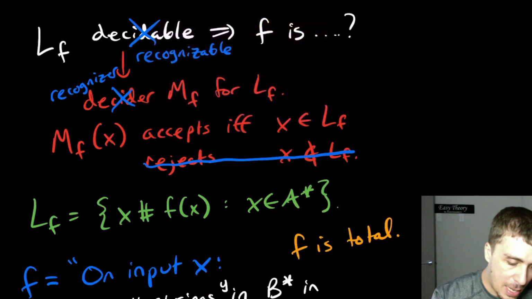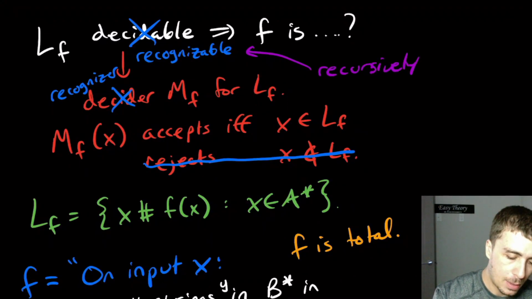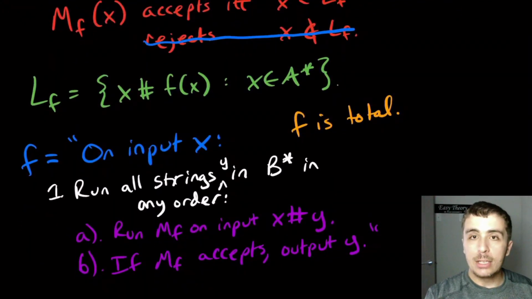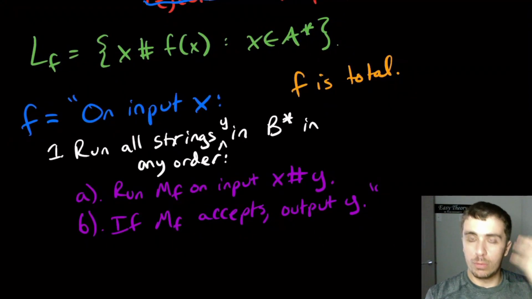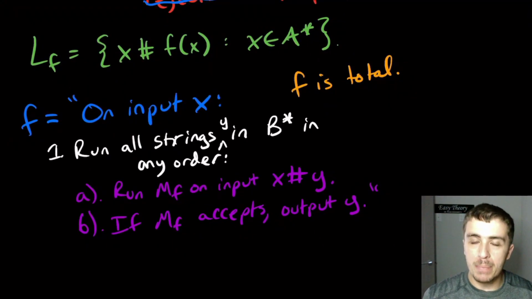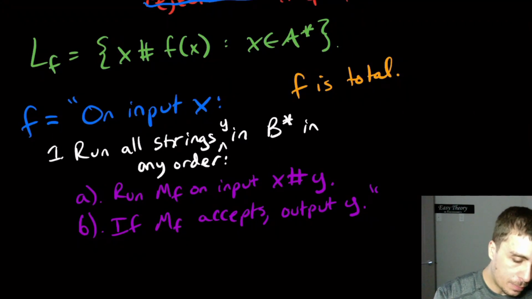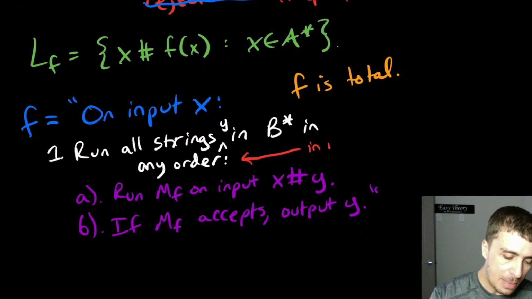And by the way, another term for recognizable is recursively enumerable. That's just another term for the exact same thing. So how can we actually fix it down here to show that f is also computable in this case? What we need to do is add one thing right here, which is in parallel.